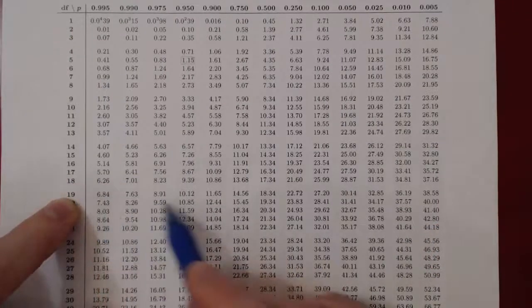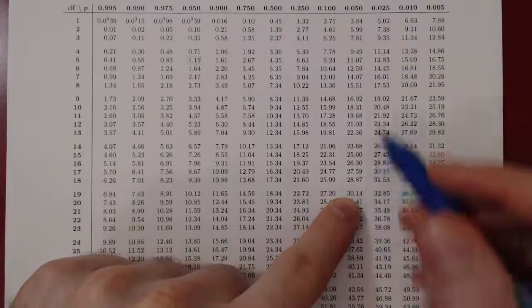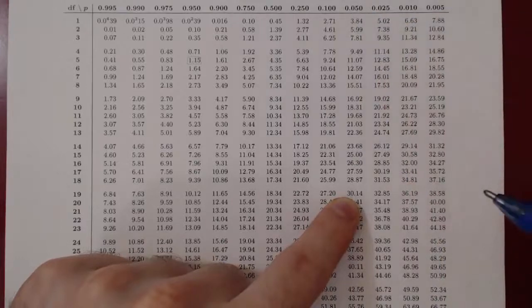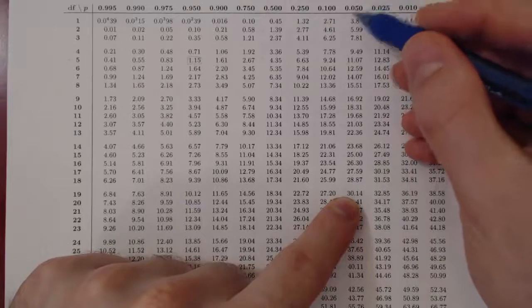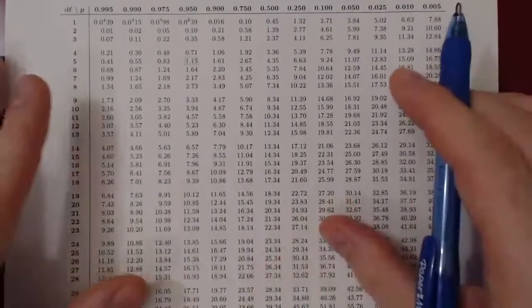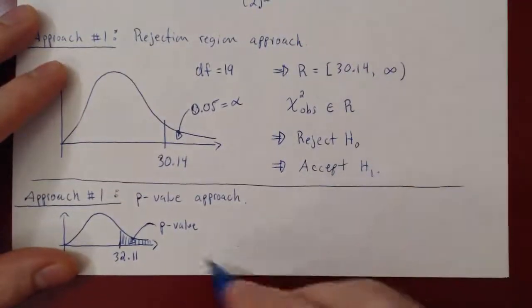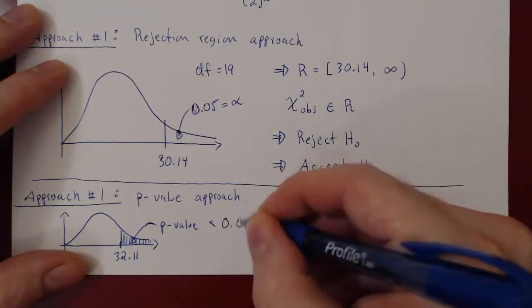At 19 degrees of freedom, with a chi-square of 30.14, we have an area to the right of 5%. 32.11 is bigger than this value, so our p-value will be less than 5%. That's the best we can say at this point. So from our table, the p-value, we don't know exactly what it is, but we know it is less than 0.05.